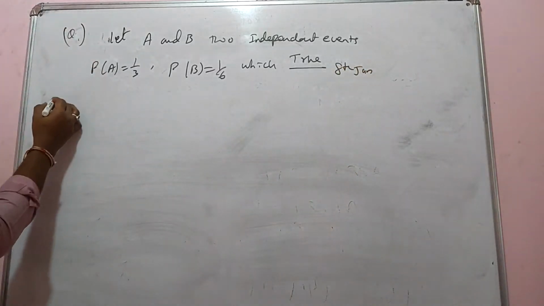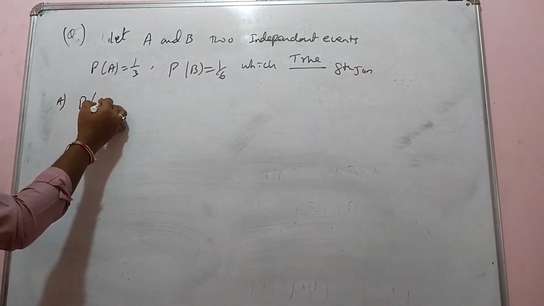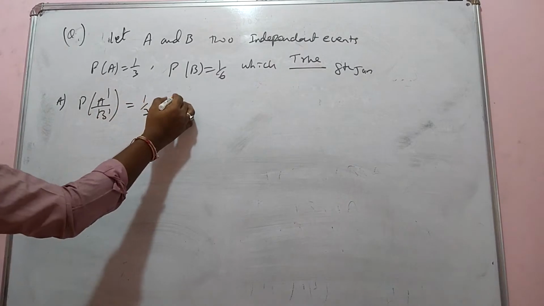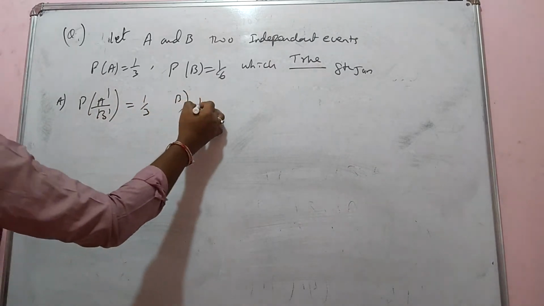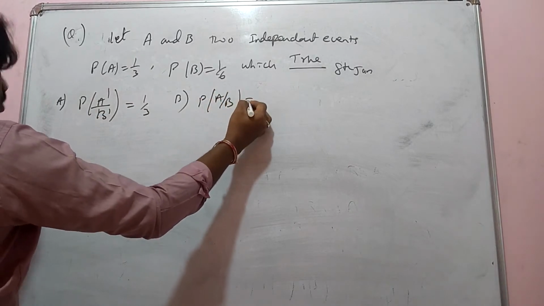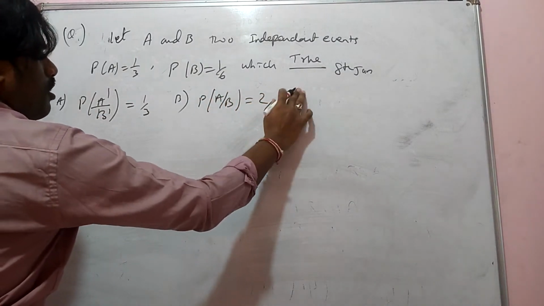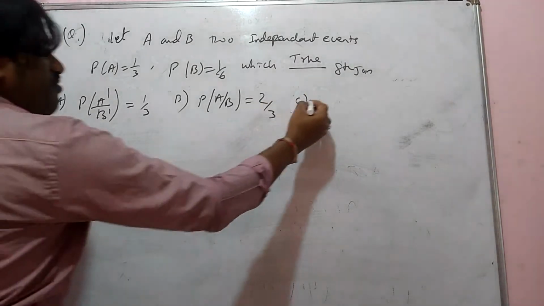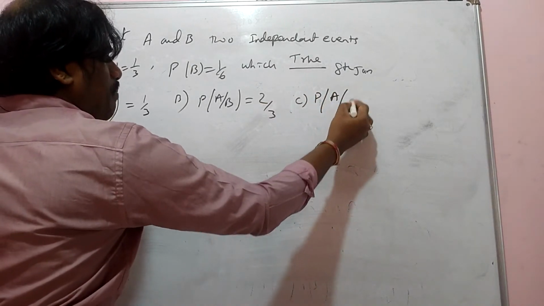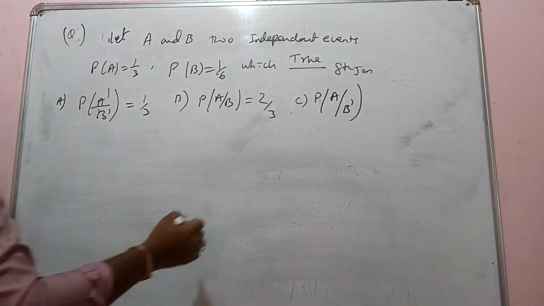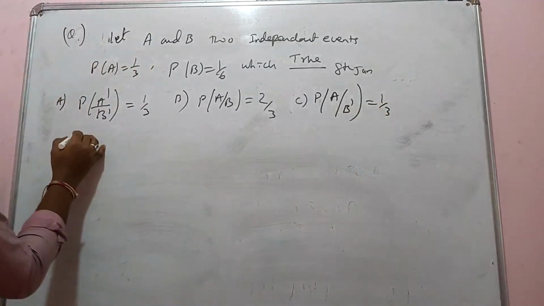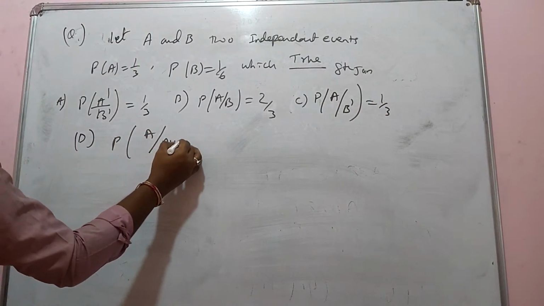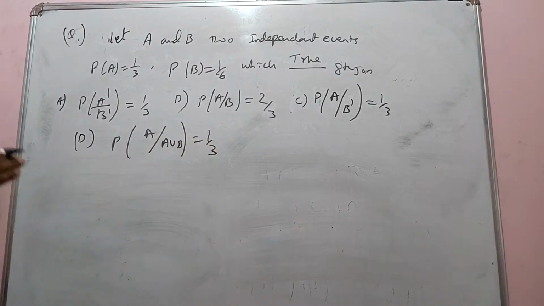I think I explained this question. The options are: probability of A by probability of B, that is 1 by 3; probability of A by B, that is equal to 2 by 3; probability of A when B dash happens, that is 1 by 3; probability of A when A union B happens, that is 1 by 3.